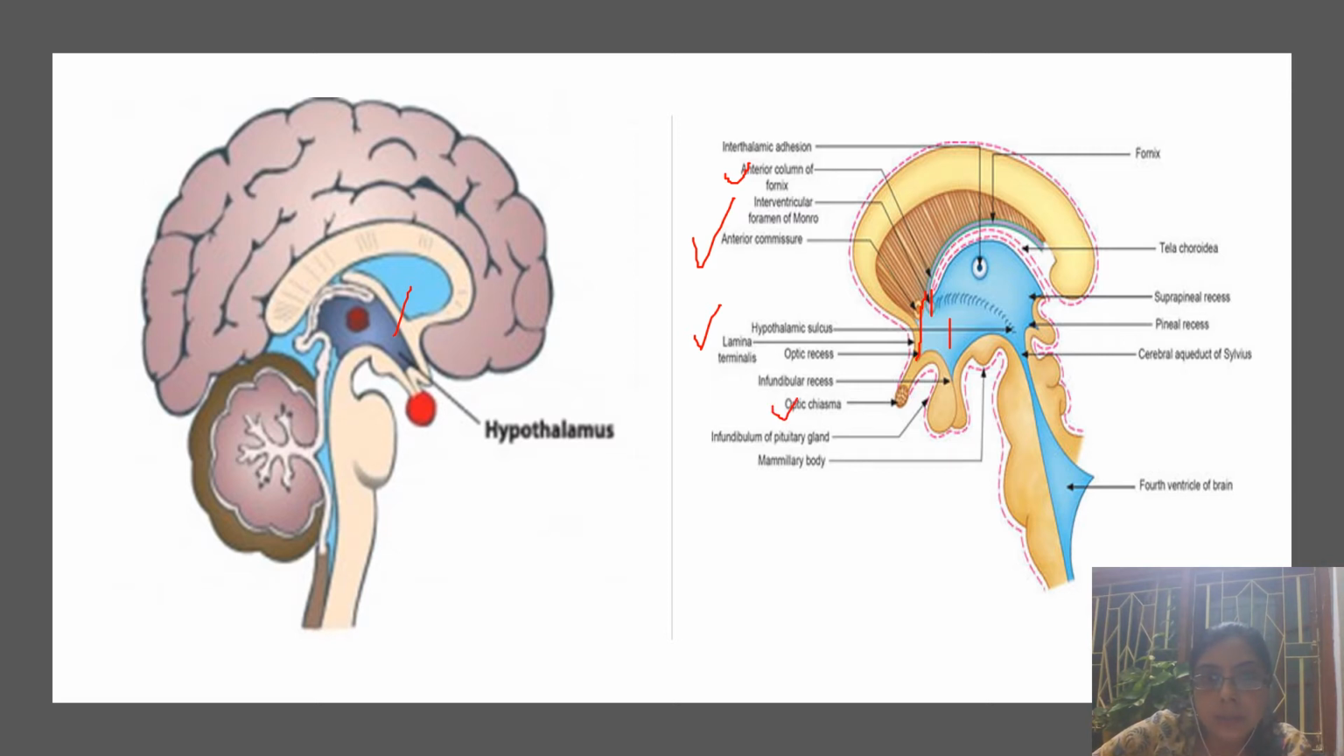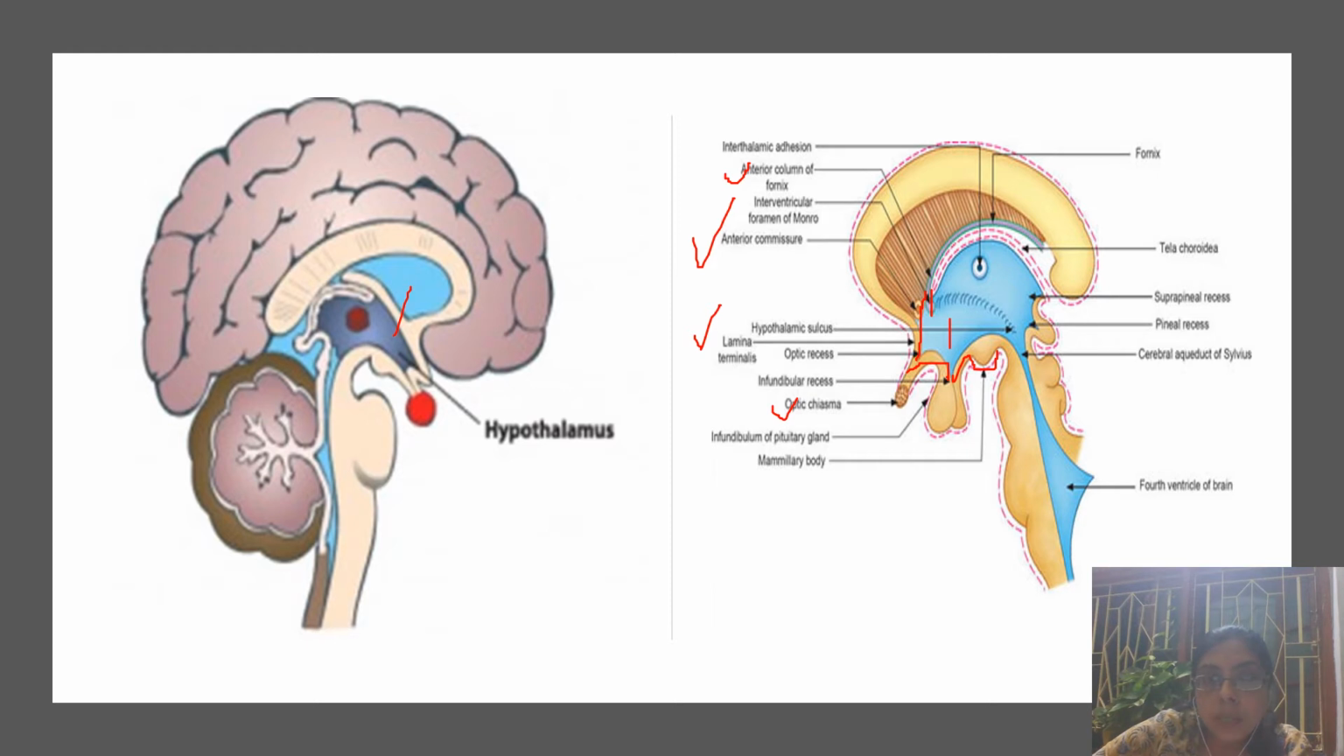So this is your optic chiasma. Then we have the infundibulum or the pituitary stalk, and after that we have the mammillary body. So the floor of the third ventricle is formed by the optic chiasma, infundibulum or pituitary stalk, and the mammillary body, and also sometimes the posterior perforating substance in the tegmentum of the midbrain. So this is the midbrain, and the posterior perforating substance of the midbrain also forms the floor of the third ventricle.